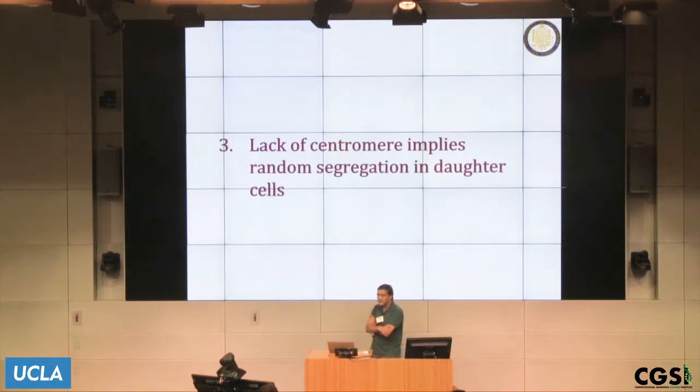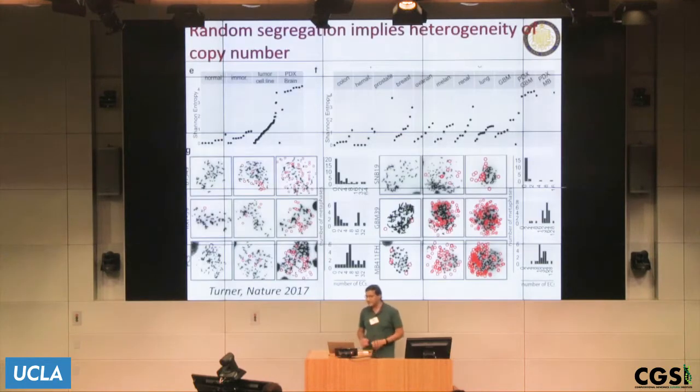Okay, lack of centromere implies random segregation in daughter cells. It's sort of number 3 of our model. And of course, what this implies is that if you were to look at cells individually, you should see a lot of heterogeneity, right? In one cell, you would see some counts. In the other cell, you'd see other counts. And it's clear that we do see them.